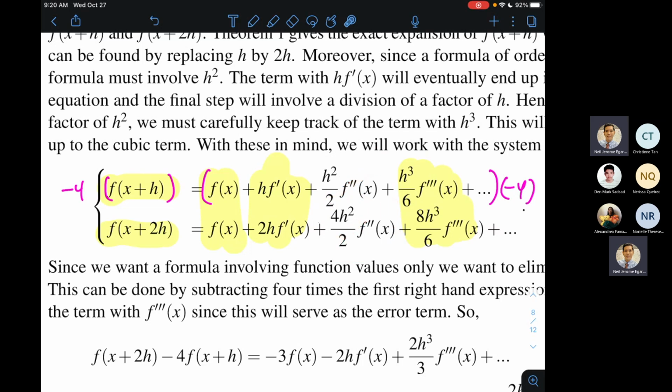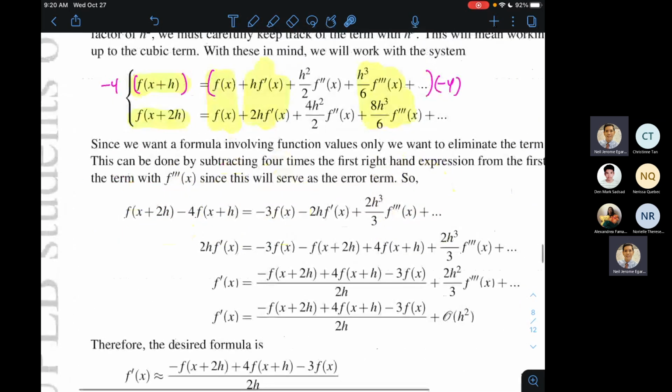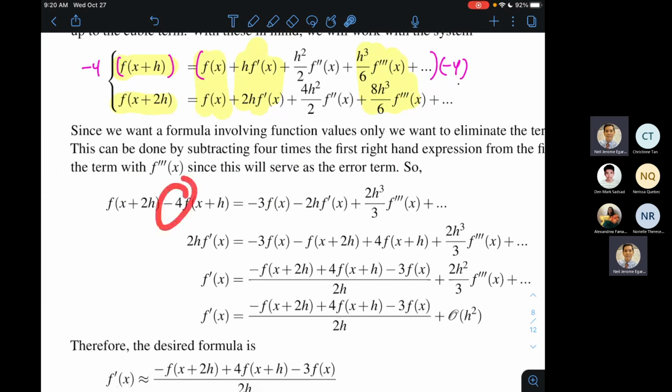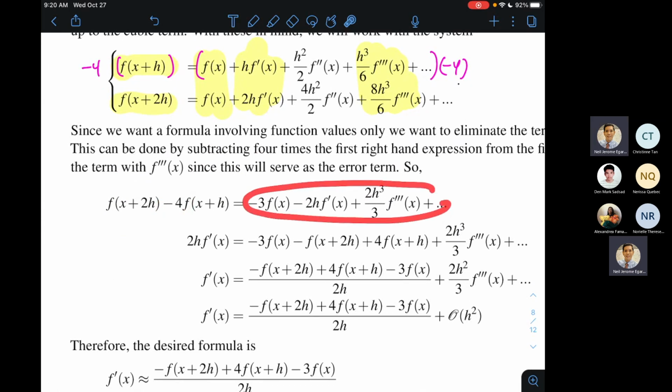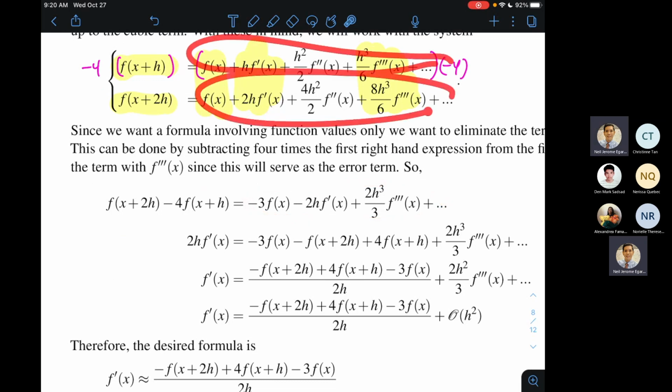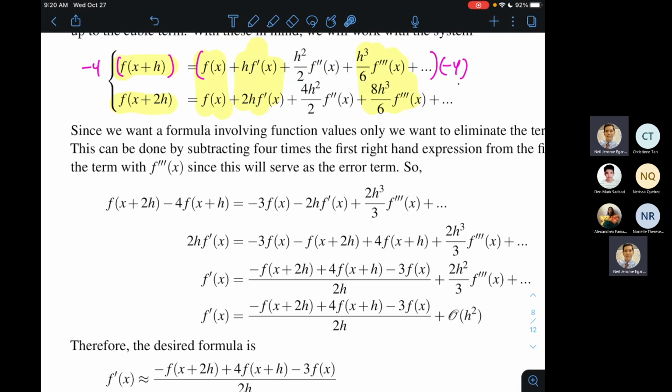Okay, and that was what was done here in the next step. Kinuha yung f of x plus 2h minus 4 times f of x plus h. So I hope you guys saw why nagkaroon ng -4 doon for the sake ng cancellation ng f double prime. And then we'll get this. All right, pagka sinimplify natin yung sum ng mga right-hand sides, okay? Then we get this expansion.